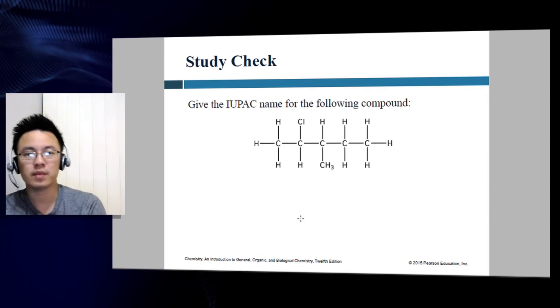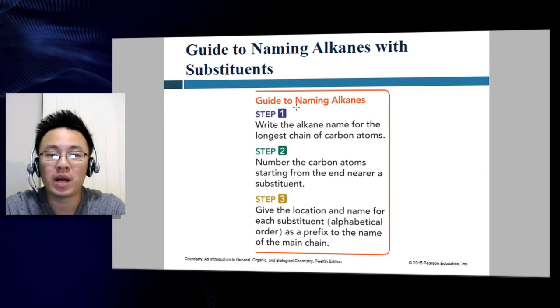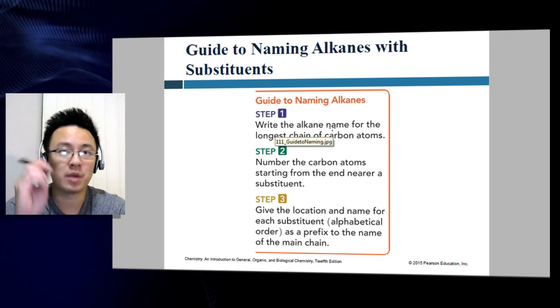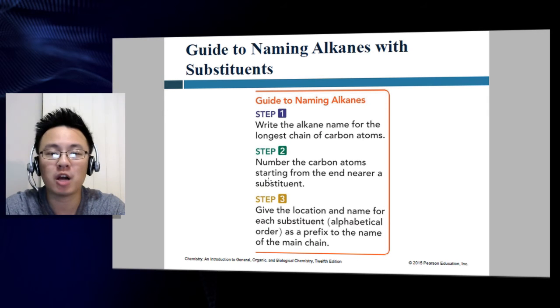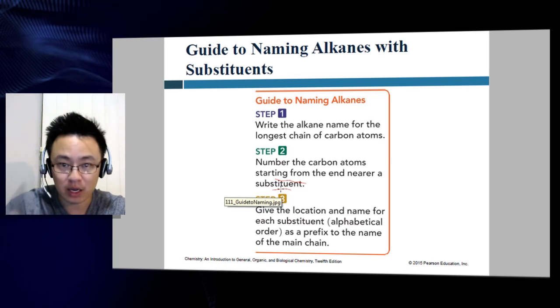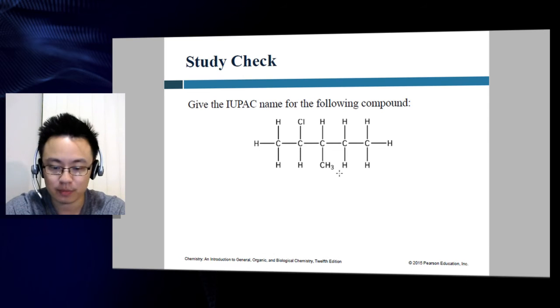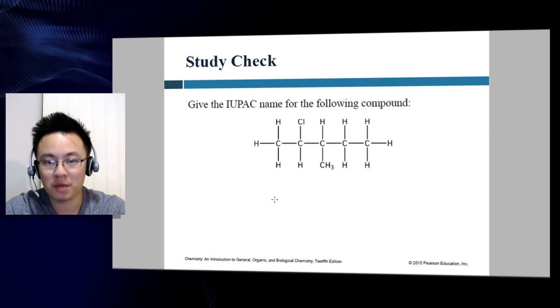For example, if we were to give the IUPAC name of this compound, first of all, we want to write the alkane name for the longest carbon chain of carbon atoms. So step number 1, determine the longest carbon chain. Step number 2, number the carbon atoms starting from the end near a substituent. Because why? That gives the nearest substituent a lower carbon number, and I'll talk about that later. And give the location and name for each substituent in alphabetical order as a prefix to the name of the main chain. So for example here, we have this particular compound.